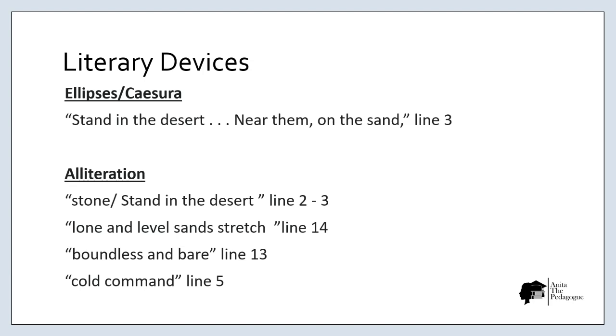So the whole poem is enjambed. The lines run on, but here there is a pause to vividly describe how the works of Ozymandias have become nothing. Again, there is the use of alliteration, and this creates some sound as it also further describes the desert, what has become of Ozymandias' achievements. Stone and sand in the desert, lone and level sand stretch, boundless and bare. And here in line 5, cold command describes his attitude as a king.